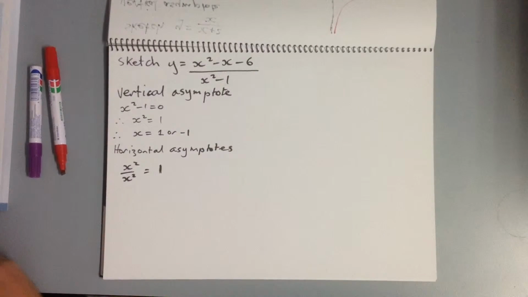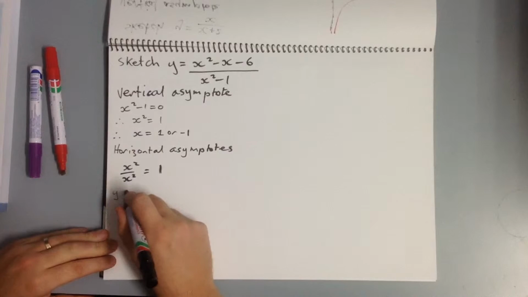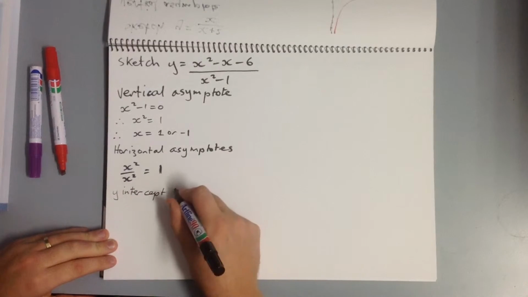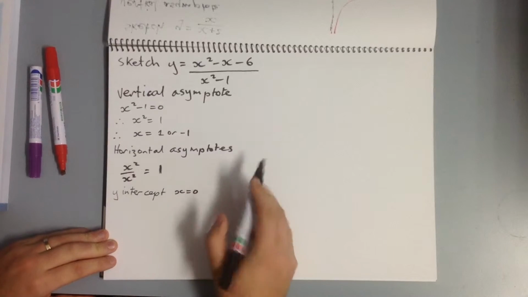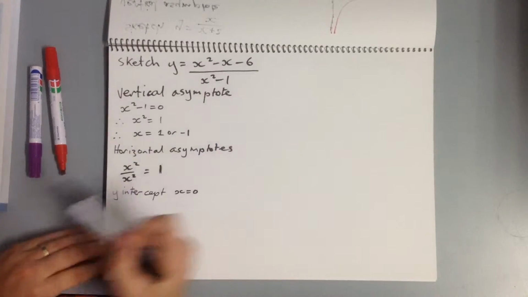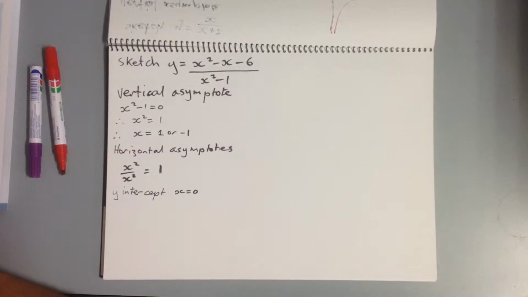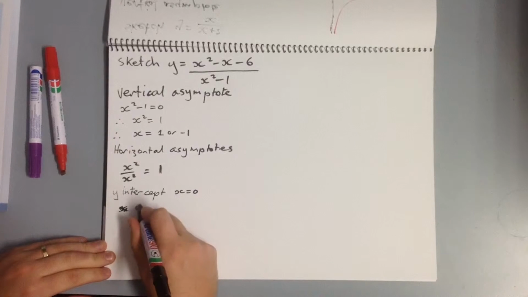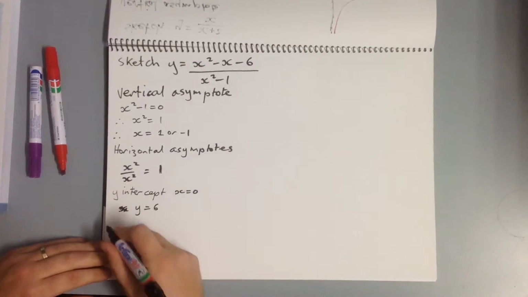Okay, so we need our x and y intercepts. So again, for our y-intercept, we say that x equals 0. When we make x 0, well, that drops out, that drops out, that drops out. So a -6 over -1, which we find that our y-intercept is equal to 6.